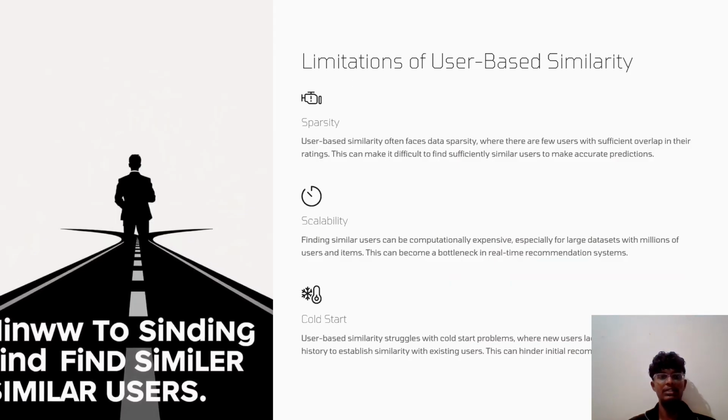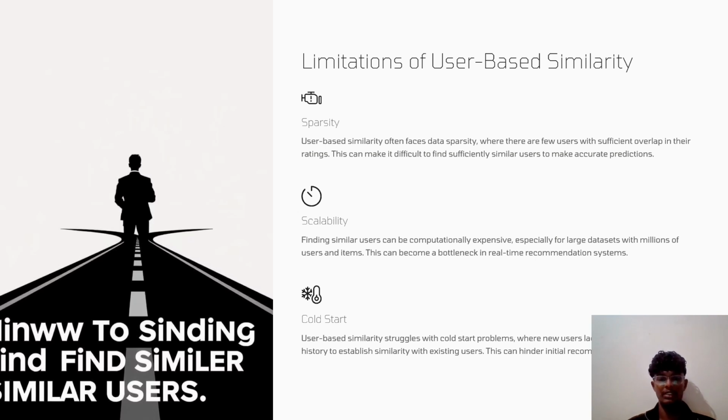In this slide, let's see the limitations of user-based similarity. Sparsity. User-based similarity often faces data sparsity, where there are few users with sufficient overlap in their ratings. This can make it difficult to find sufficiently similar users to make accurate predictions.